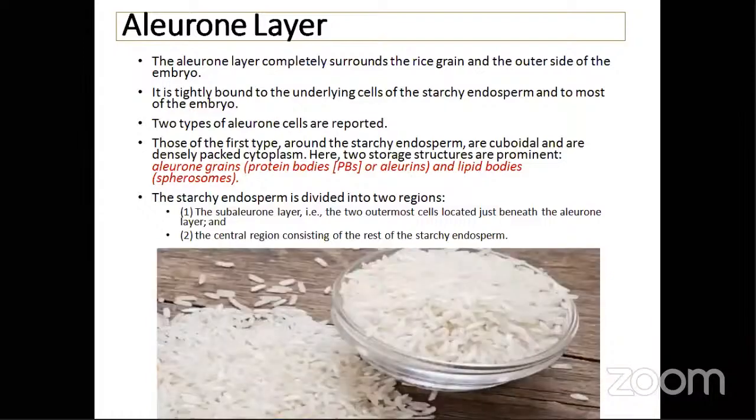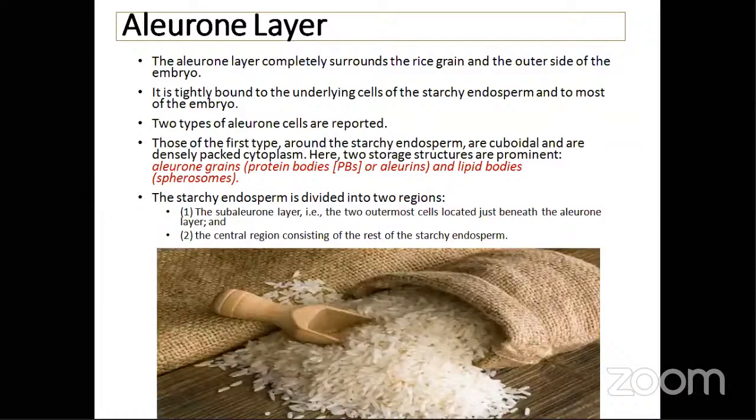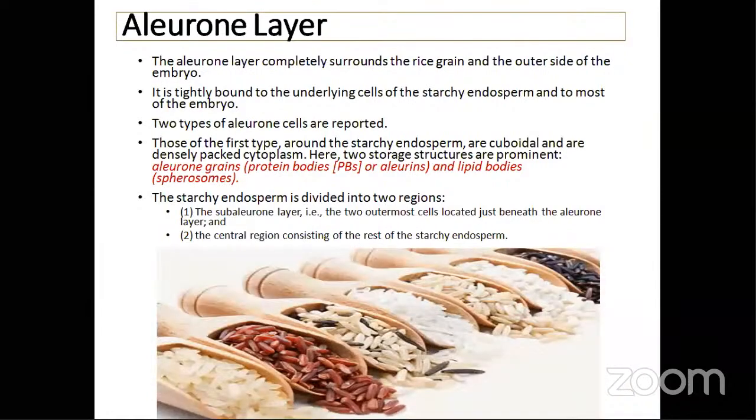Yeah. So next thing is the aleurone layer. Yes, ma'am, can you please tell important questions regarding these?